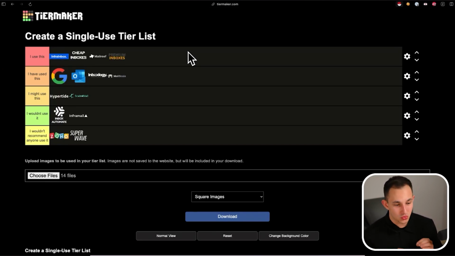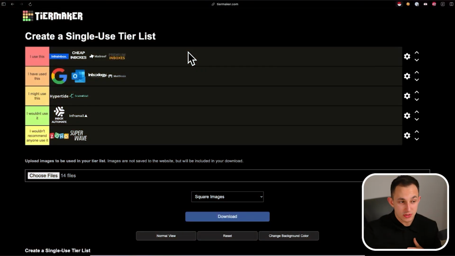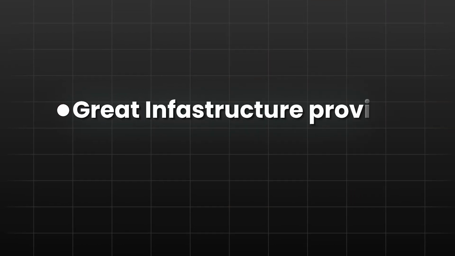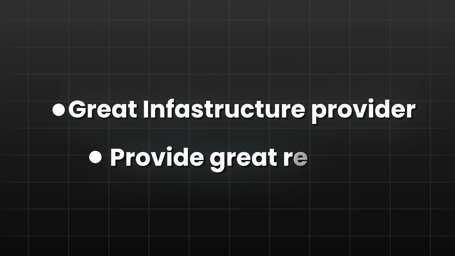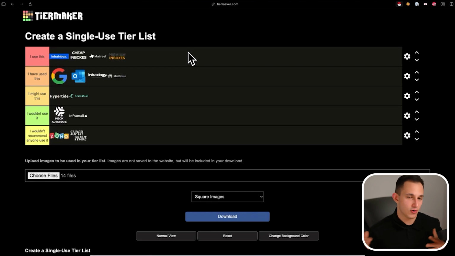What I will say is recently, their support has gone downhill. Getting a response and getting help is really not what it used to be. So that's the one thing that I will say about premium inboxes. Aside from the fact that their support was a little bit on the worse end towards when we started using cheap inboxes, they're still a great infrastructure provider. We still had great results with them. We still do have great results with them for the accounts that we still have. And overall, I would say that if you're on premium inboxes, then you're good. So that's the ranking for the most popular infrastructures.